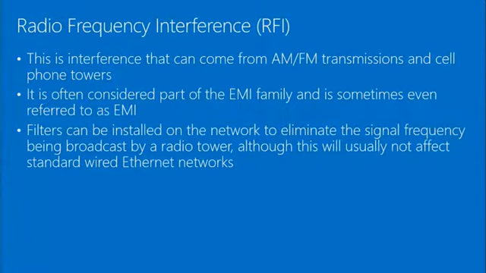So some good stories about, directly in this case, electromagnetic interference, or in the next slide, radio frequency interference. Yeah, so we talked about interference generically. Now we're talking about specific types of interference. Radio frequency interference: AM, FM transmissions, cell phone towers, typically considered part of the EMI family. Filters can be installed on the network to help eliminate signal frequency being broadcast. Anyone using DSL? You may have seen those little filters they make you put on your phone lines. Oh, yeah. Because in the case of DSL, interestingly, there's interference from the same wire, because that wire is carrying two signals.